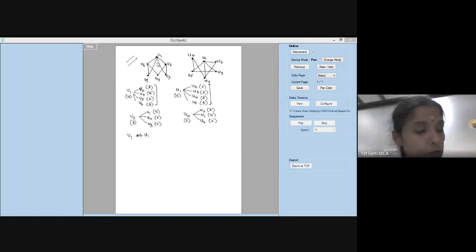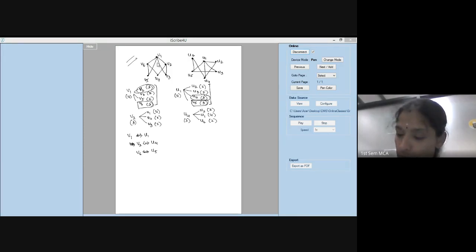Good. Next, now if you look at V2, V2 is of degree 3. Here, U4 is also of degree 3 and it is adjacent to U1, just as V2 is adjacent to V1. So I can always say V2 is equivalent to U4. Similarly, here V6 is of degree 3, U5 is of degree 3. So I can say V6 is equivalent to U5.